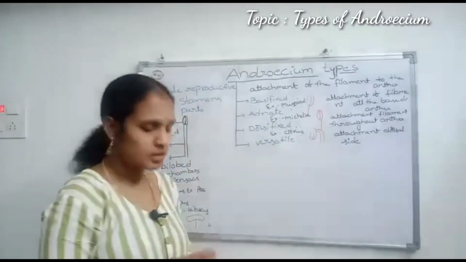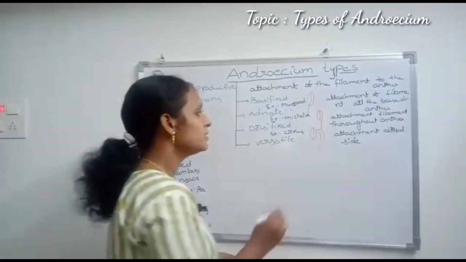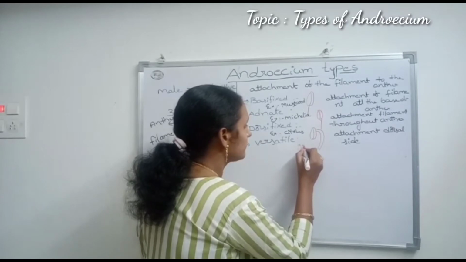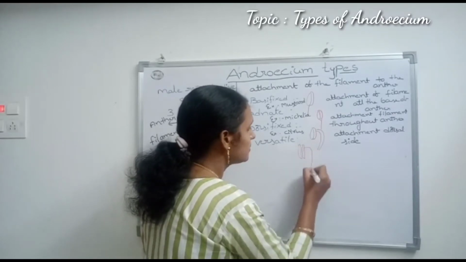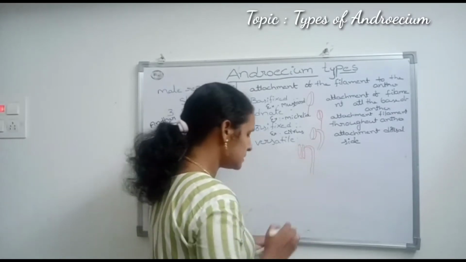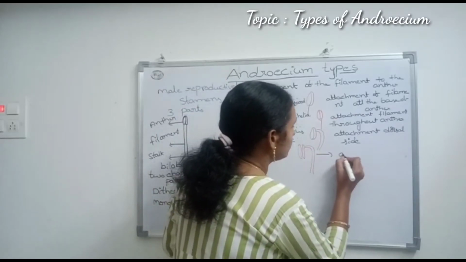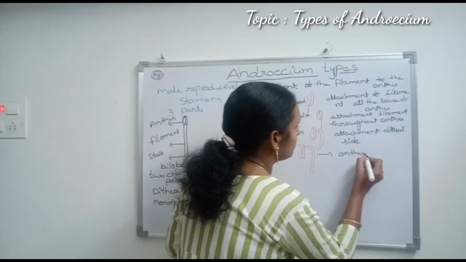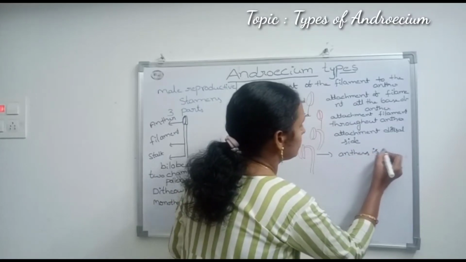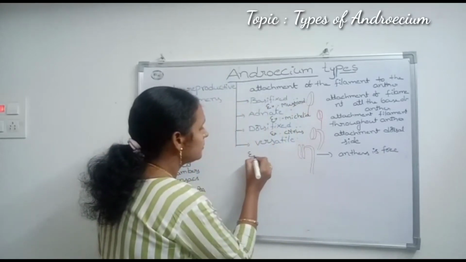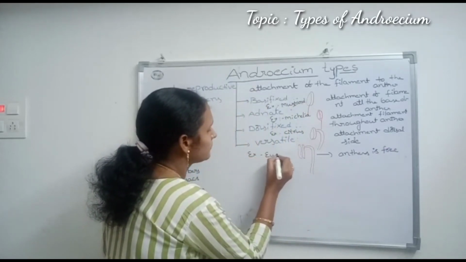And the last one is the versatile. Versatile means it is also similar to the dorsifixed, but here the anther is free. Example of versatile: eucalyptus.